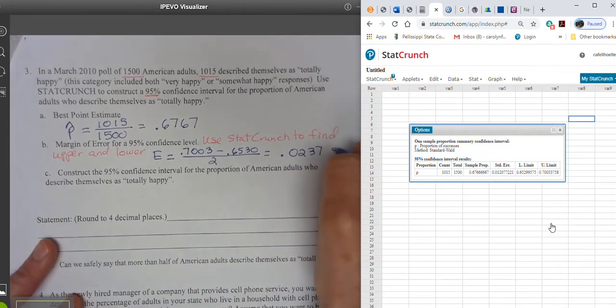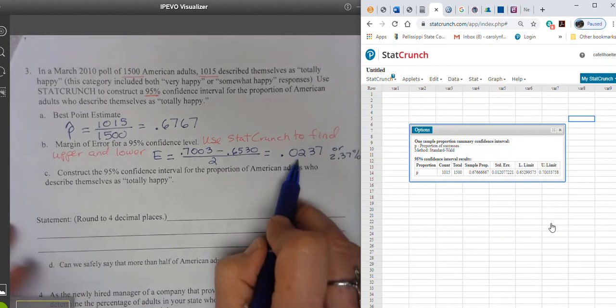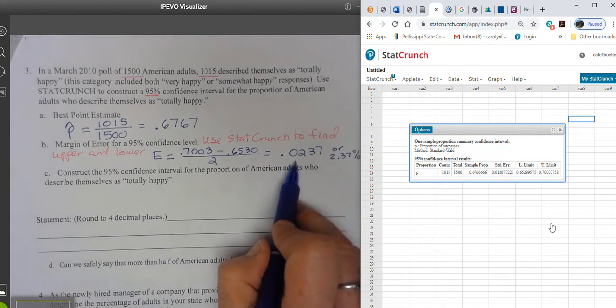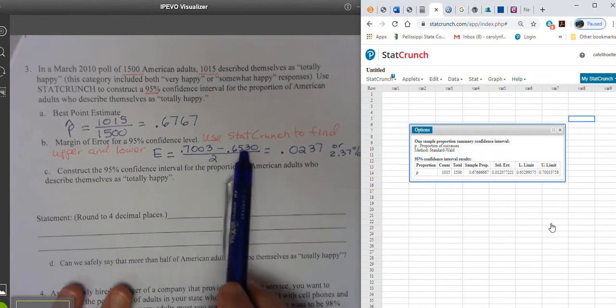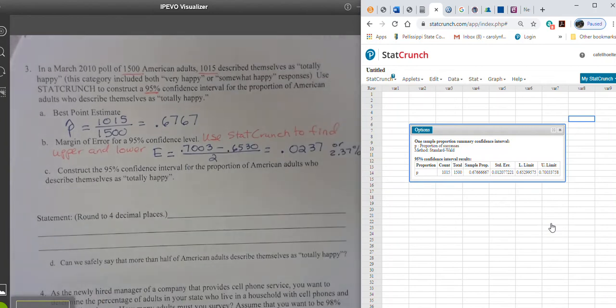If we're leaving it as a percentage, that would be 2.37%. Either way, but I'm going to work with the decimal this time. So now it says to construct the confidence interval. We could do this one of 2 ways. Actually, we already have our confidence interval because we have our upper and lower limit. We could kind of check ourselves if we wanted to and do it this way.